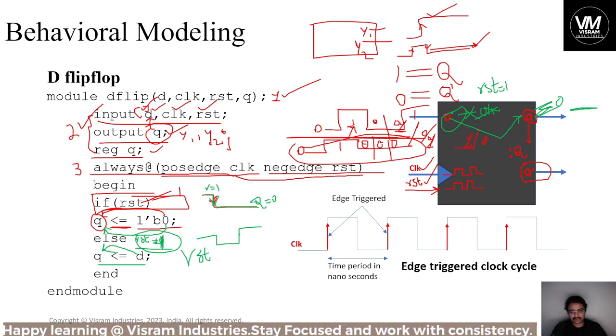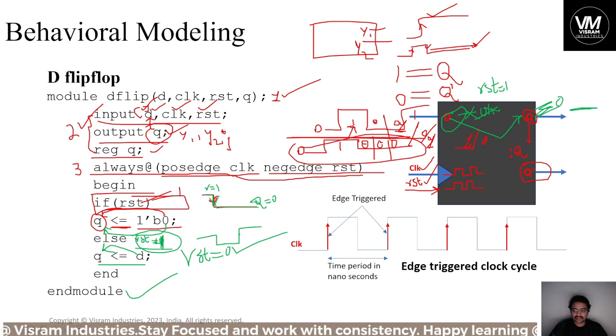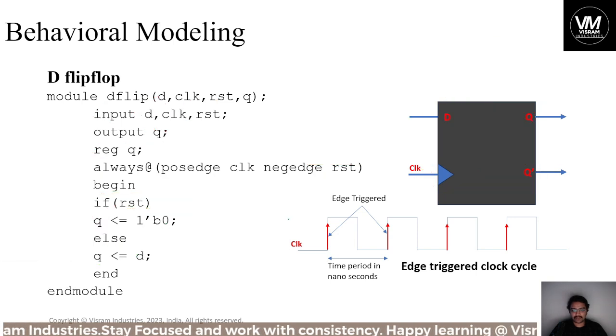That reset is equal to 0. Got it? AND and AND module. This is how you can write the D flip-flop. In the same way, we are going to introduce ourselves to the part-wise modeling.